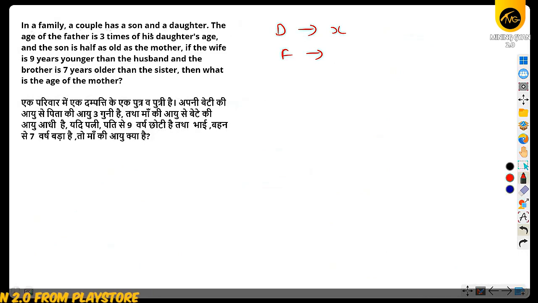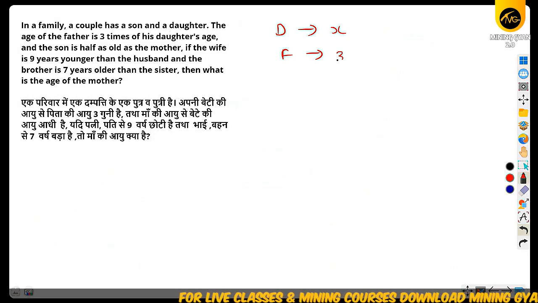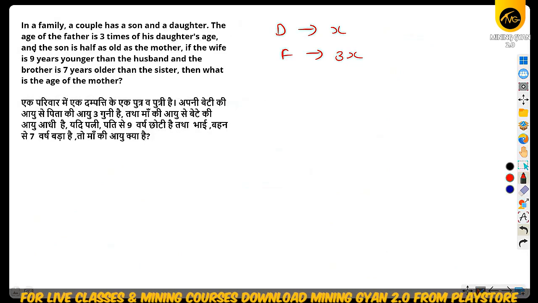In a family, a couple has a son and daughter. The age of the father is 3 times his daughter's. So if the daughter's age is x, what will be the age of the father? It will be 3 times his daughter's age. So that's why it will be 3x. Is it clear? Now, the son is half as old as the mother.